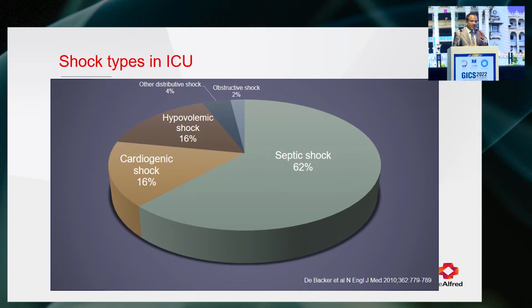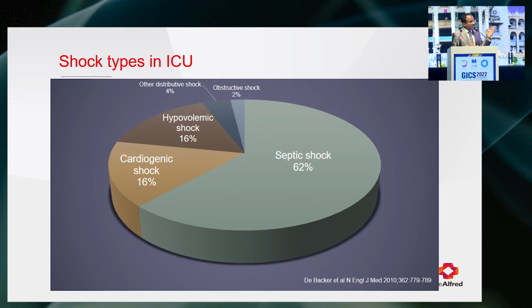What I was trying to show in this slide is the different phenotypes of shock that we see in ICU. So vasodilator shock or the distributive shock is the most common type, and sepsis is the predominant type of shock that we see in ICU. Nearly 2/3 of the patients will have distributive shock. So that's why sepsis management is very important for an intensivist.